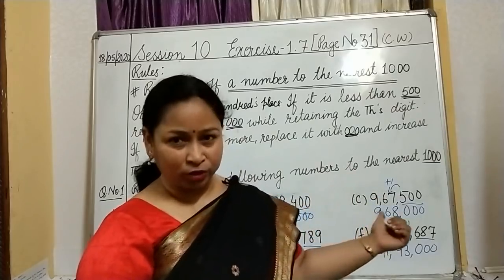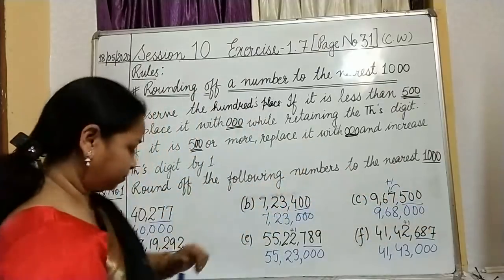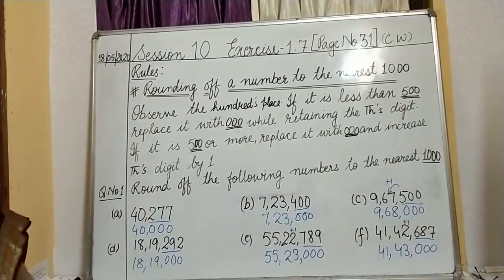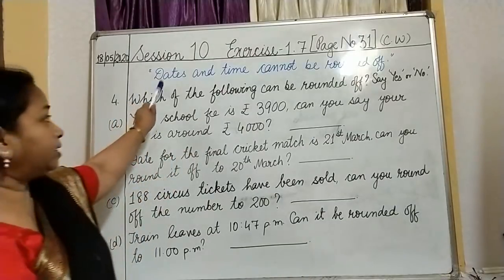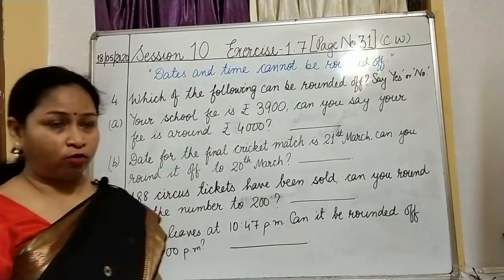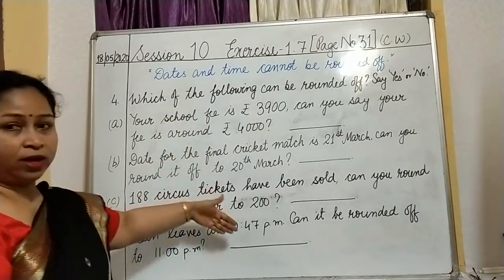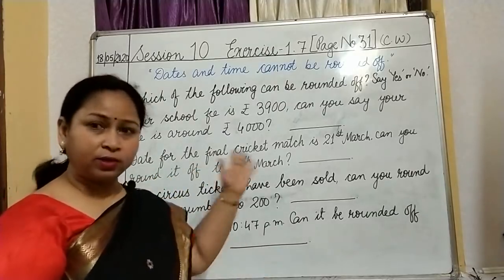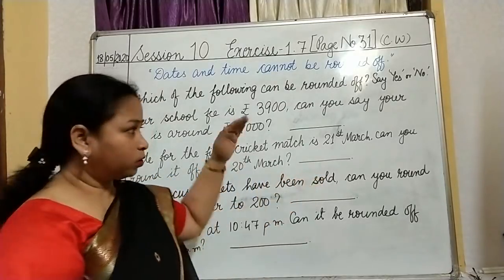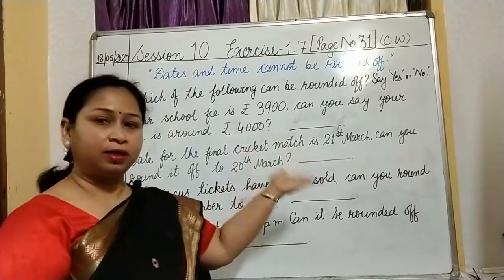So, we have question number 4 also related to that. I am just going to write it down for you. Children, just now I told you, dates and time cannot be rounded off. So keeping this in mind, you have to answer these 4 questions. Let us do it together. This exercise you are doing in the book, right? There are some blank spaces given there. There you have to write yes or no.